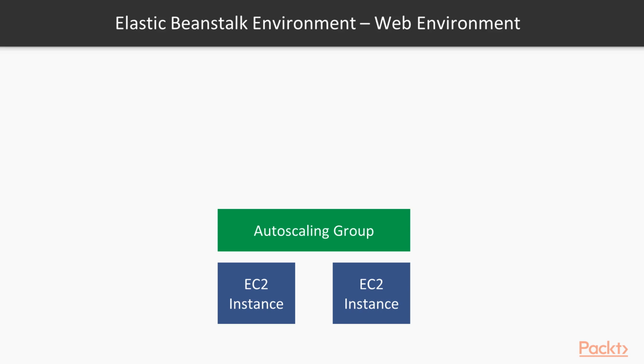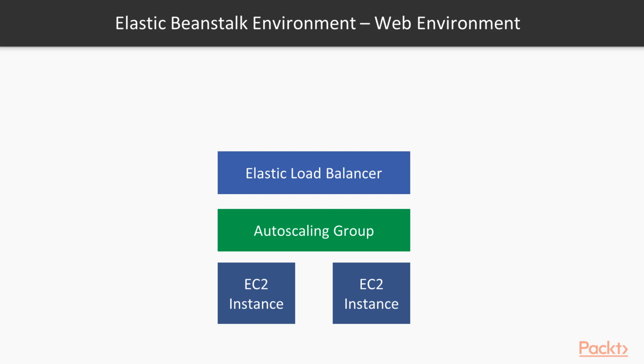On top of that, it will attach an elastic load balancer. So the load balancer service will be used to distribute traffic to your various virtual servers. You then have Route 53, in which a CNAME will be created for your entire environment so that you could reference it via a URL.